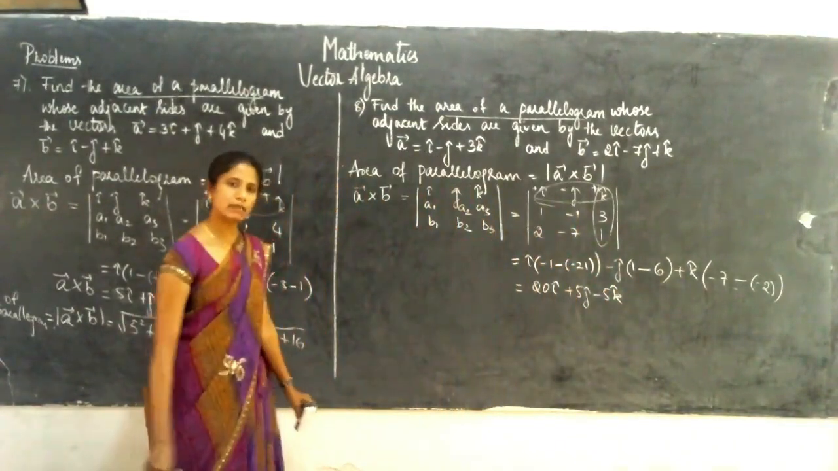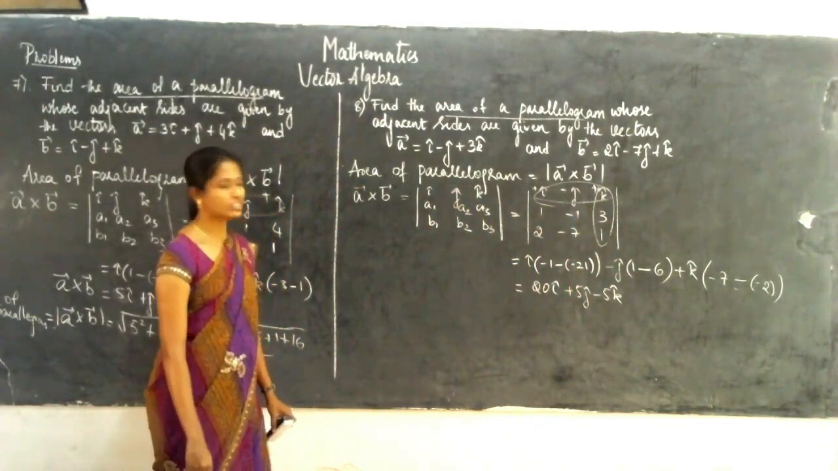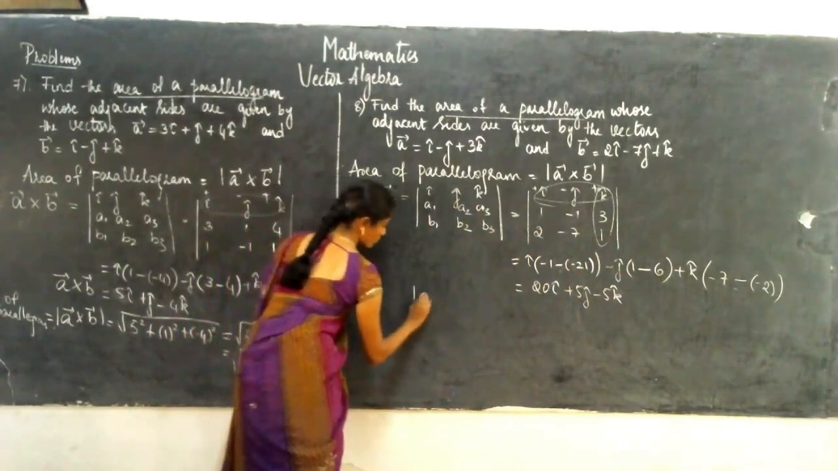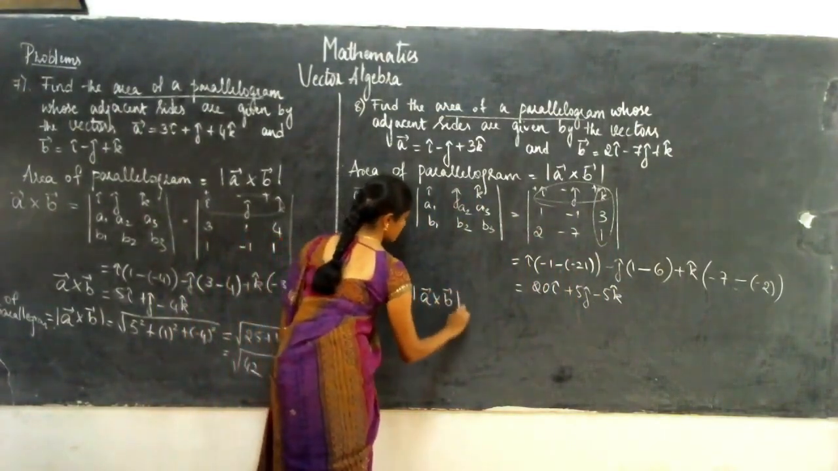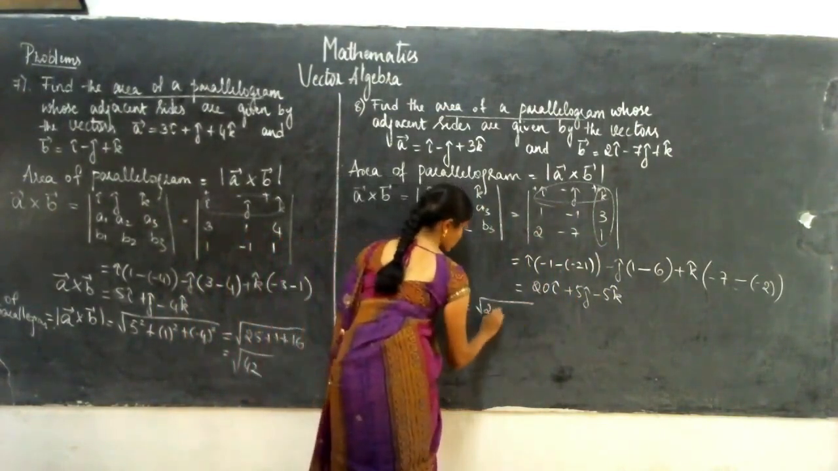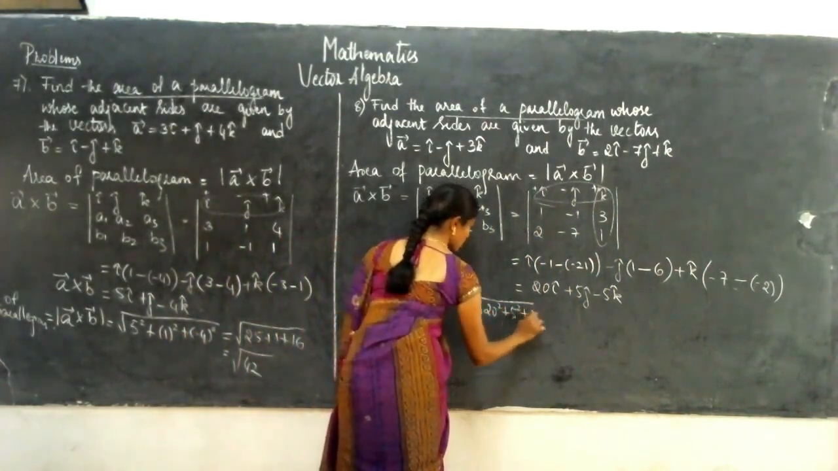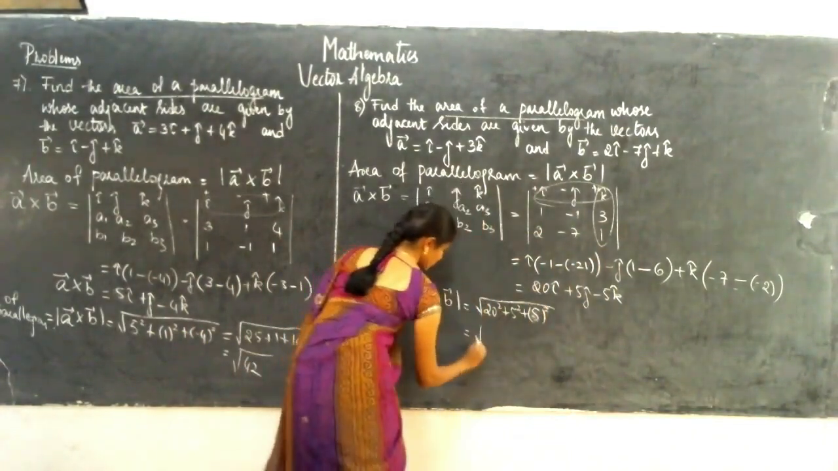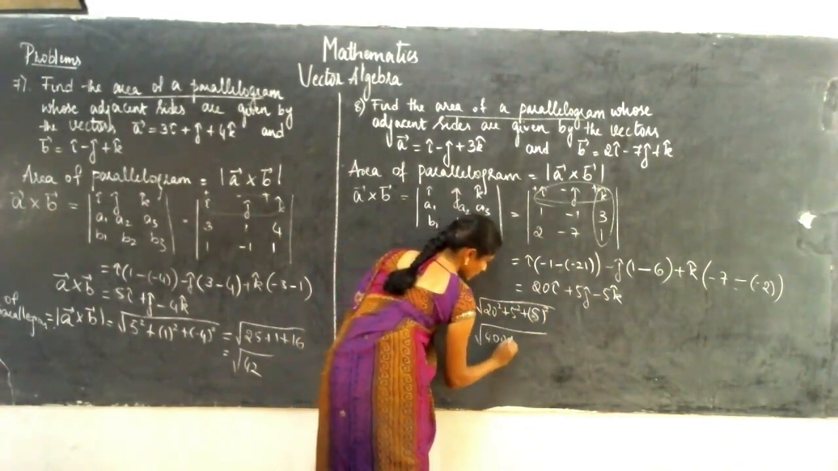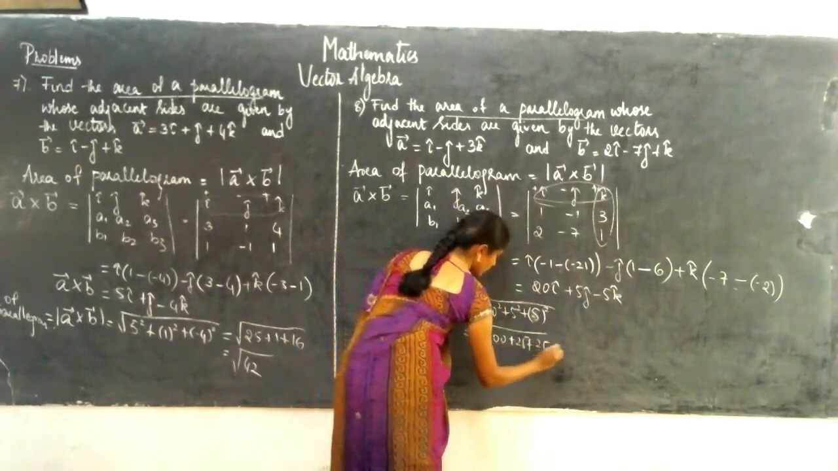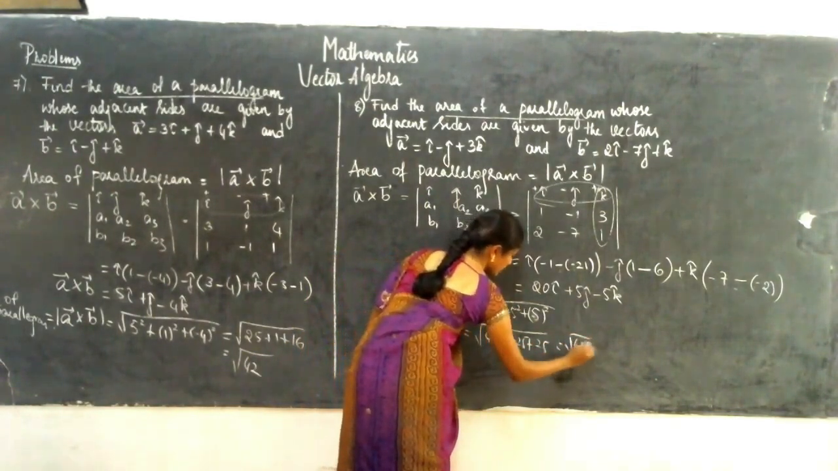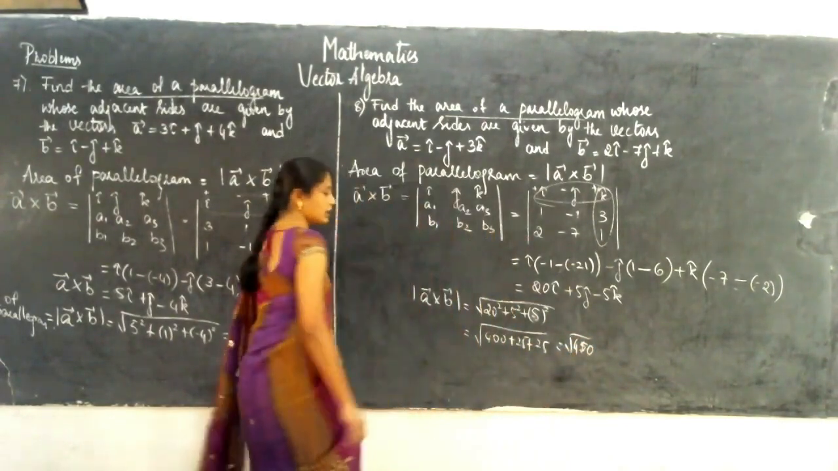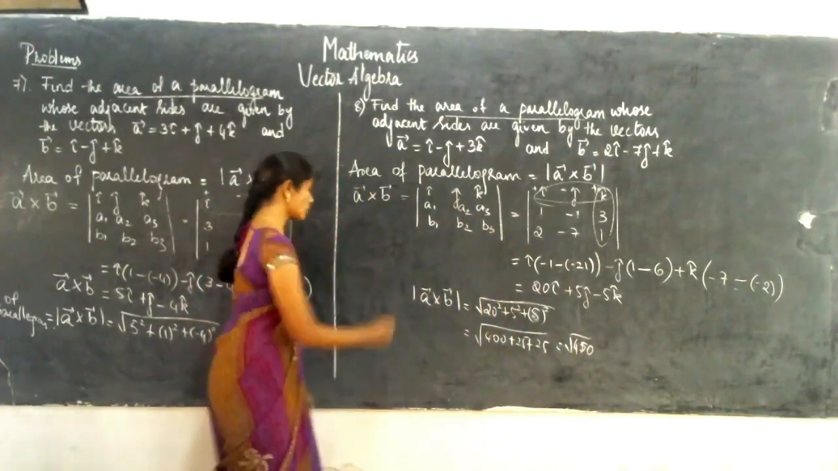So what is the next step? We need to find the magnitude in order to find the area of the parallelogram. So the magnitude of vector A cross vector B is equal to root of 20 square plus 5 square plus minus 5 whole square. Therefore, this is equal to 400 plus 25 plus 25, which is equal to 450. Okay, so the area of the parallelogram is given by what? 450 square units.